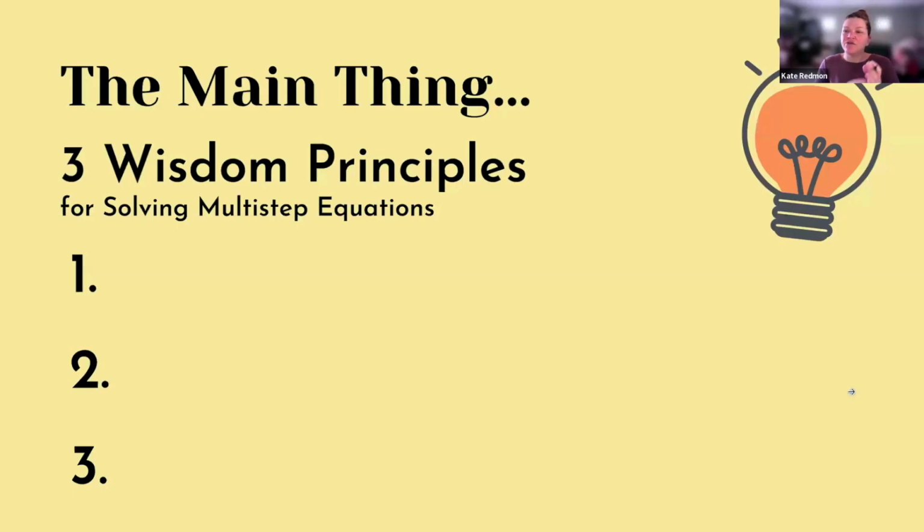Okay, so I'm going to give you 3 wisdom principles for solving multi-step equations. These are not rules. You have a lot of freedom when you have equations. You literally have the freedom to do whatever you want, as long as you keep those left and right-hand sides equal. But just because you're free to do things doesn't necessarily mean that they're wise.